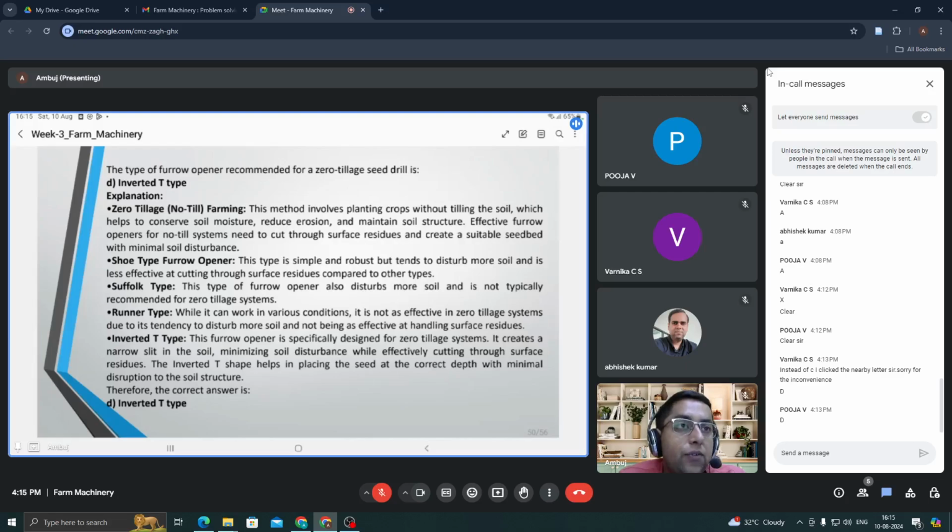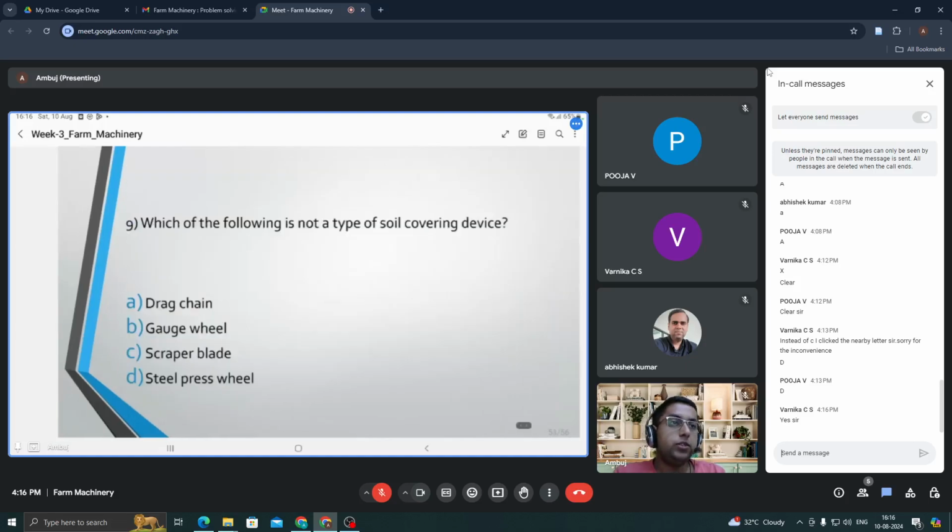Why? Because it is specifically designed for zero tilled systems. It creates a narrow slit in the soil, minimizing the soil disturbance while effectively cutting through surface residues. Inverted T helps in placing the seed at a correct depth with minimal disruption to the soil structure. That is why inverted T type would be the correct option, as you both have already answered. Shall we move forward? Clear? Any doubt? Good. We shall move forward.